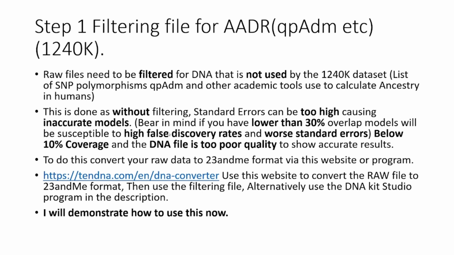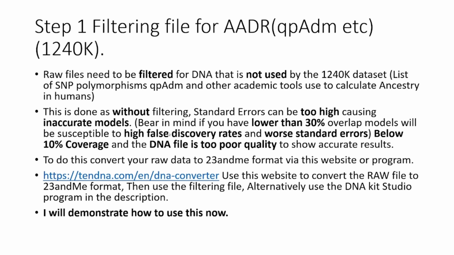Bear in mind, if you have lower than 30% overlap, models will be susceptible to higher false discovery rates and higher standard errors. Below 10% coverage, and the DNA file is too poor quality to show accurate results. In my personal experience, above 30% coverage is needed for accurate results. I have seen very abnormal results when using lower amounts. That being said, the academics claim above 10% is enough.